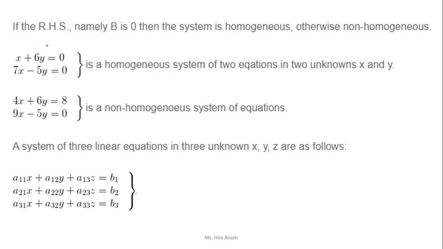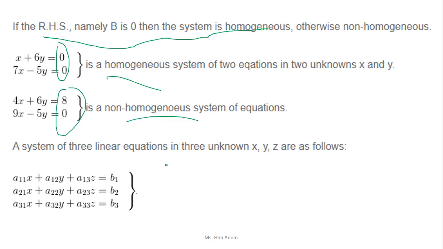If the right hand side equals 0, then the system is homogeneous, otherwise it is non-homogeneous. If the B values are 0, then it is homogeneous. If the B values have some non-zero entries, then it is non-homogeneous. In 3 equations you can write this.